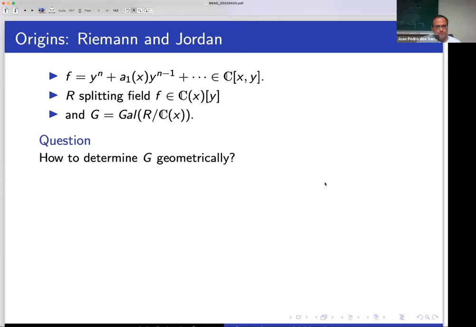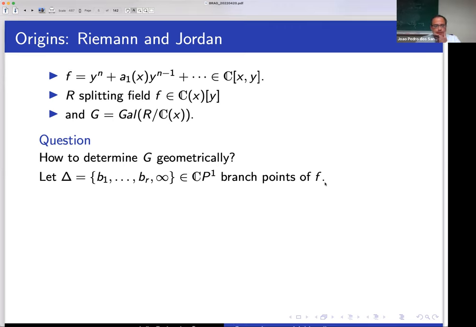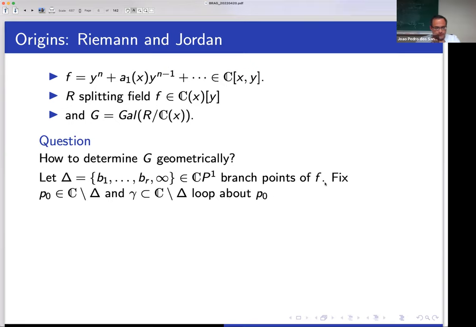And the question that the geometers started asking right from the beginning is: how do you determine this thing from the geometry of the situation? And this is something which I learned from Abianca reading his paper. So this is not as well known as I think it should be, but here's the method. And it goes back to Jordan, apparently, or Riemann. So you look at the branch points of this function, and you look at the loops around the punctured sphere. Okay, so you take out the branches, and you take loops around that.